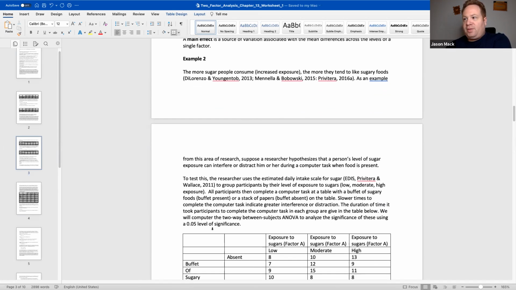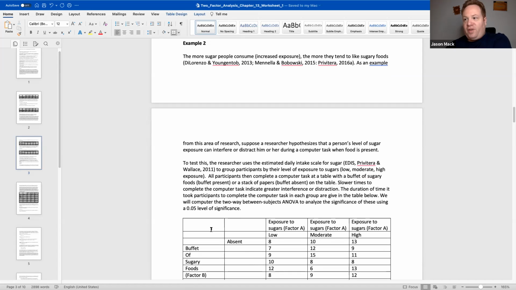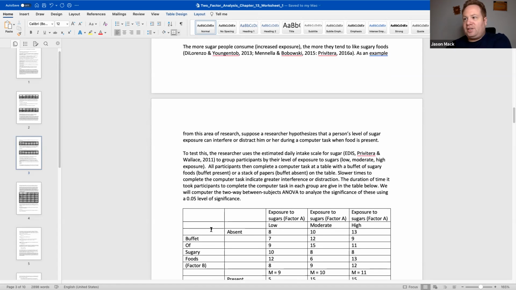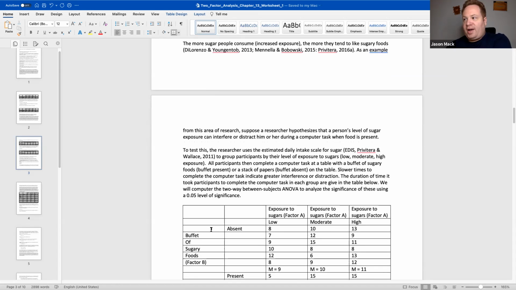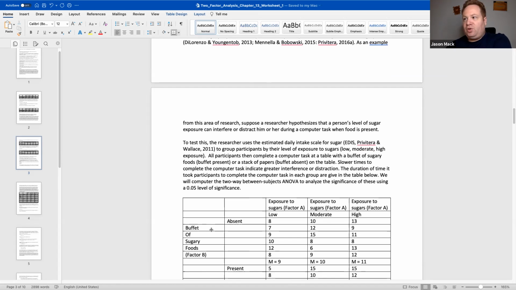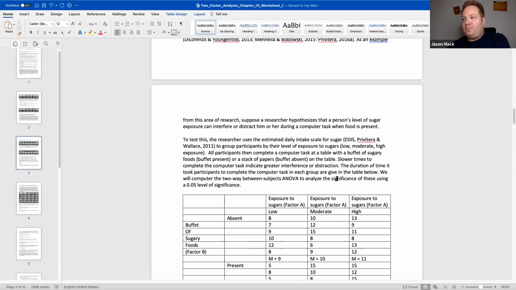All participants then complete a computer task at a table with a buffet of sugary foods, buffet present, or a stack of papers, buffet absent, on the table. Slower times to complete the computer task indicate a greater interference or distraction. The duration of time it took participants to complete the computer task in each group are given in the table below.